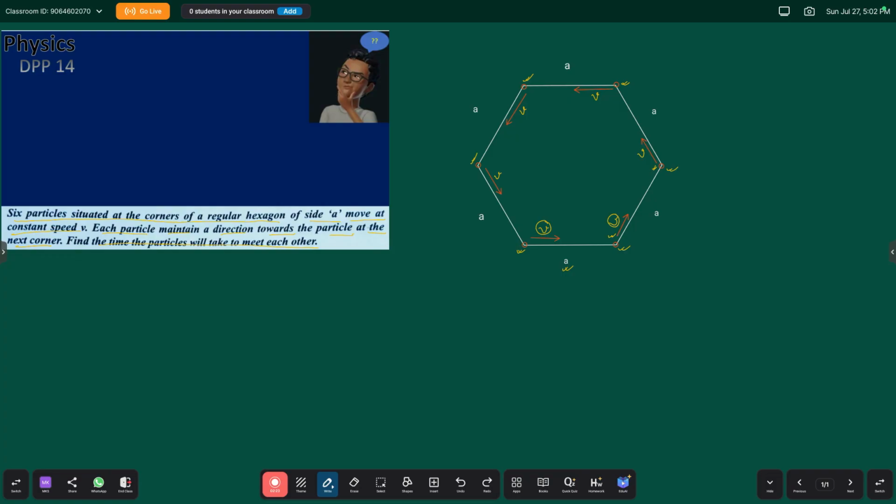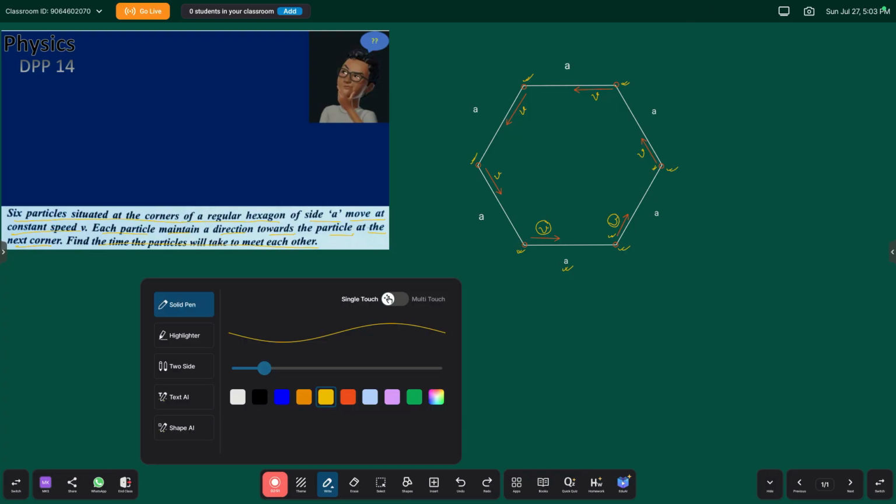Hopefully you are understanding it, because each time the particle's direction will keep changing. But heading will always be towards the next particle, the next one to the next one to the next, and so on. So how to get the velocity of approach?